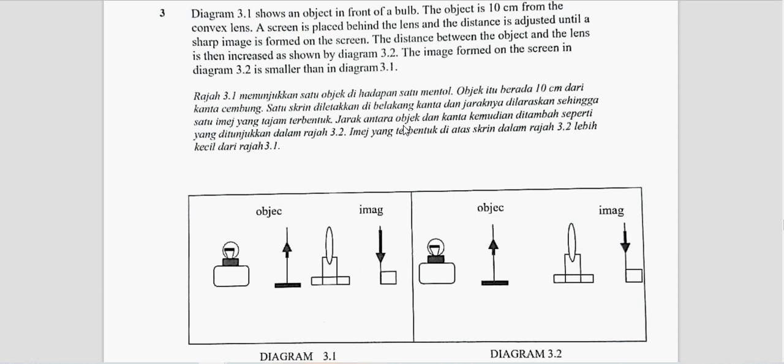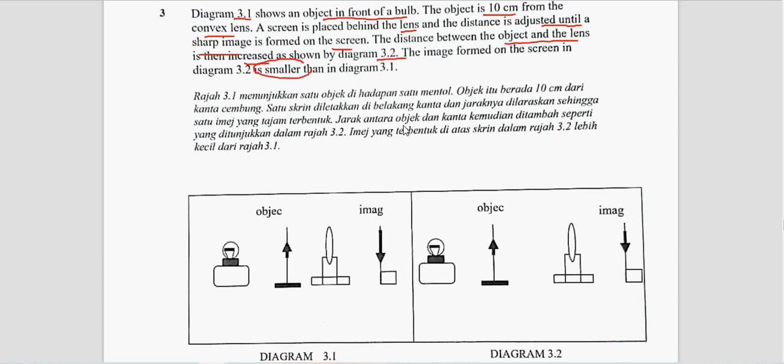Diagram 3.1 shows an object in front of a bulb, and the object is 10 cm from the convex lens. The screen is placed behind the lens and the distance is adjusted until a sharp image forms on the screen. The distance between the object and the lens is increased as shown in diagram 3.2. The image formed on the screen is getting smaller.